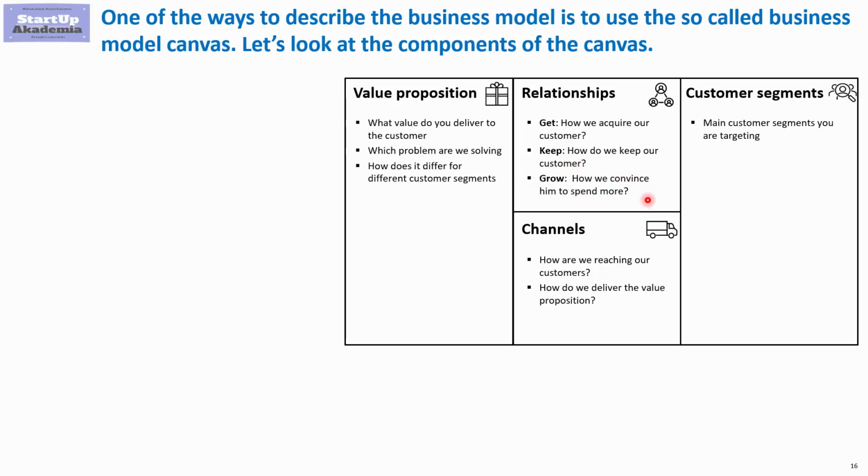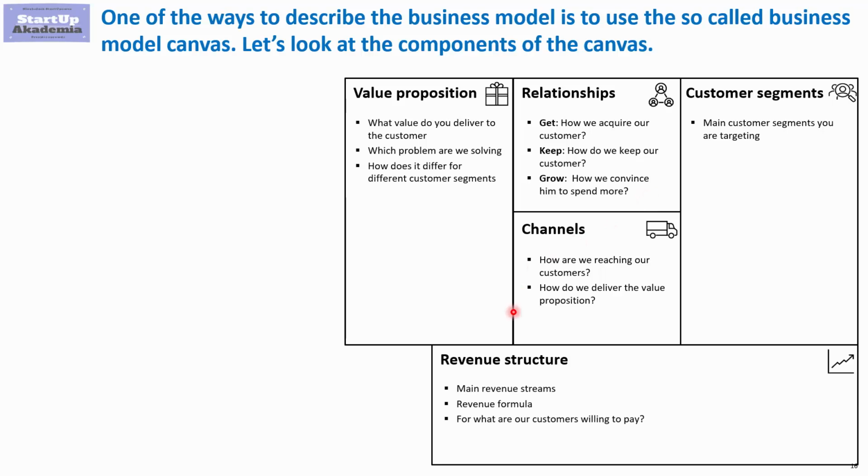The last box on the right side is revenues. In this box, you should define the main revenue streams you have. It would also make sense to define the so-called revenue formula. In other words, describe what you charge your customer for, what are the drivers of your revenues. I would also recommend writing down what customers are willing to pay for.